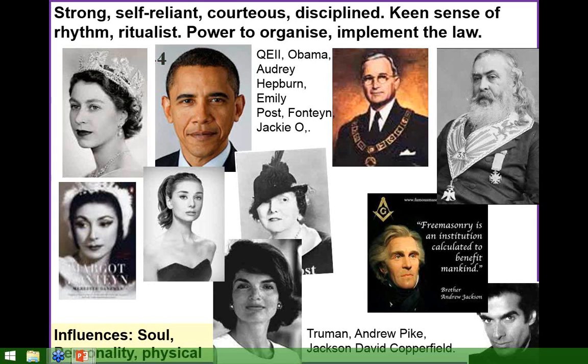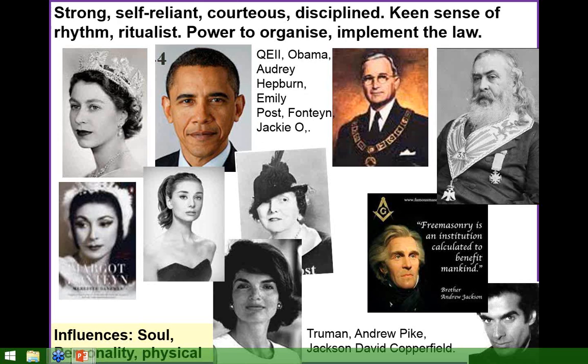At the bottom I've got David Copperfield, who is the magician, and he's got a very seventh ray look. And the seventh ray look is an aristocratic look. And you can see that there are others on that page that have the aristocratic look, like Jackie Kennedy, Margot Fonteyn and Audrey Hepburn.